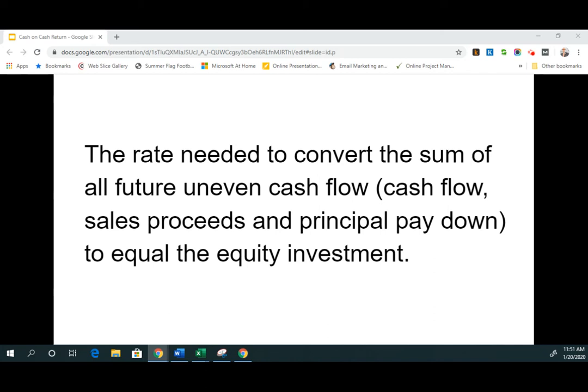Now here is the definition of IRR: the rate needed to convert the sum of all future uneven cash flow, sales proceeds, and principal paydown to equal the equity investment. Now what happens is that with some investors, they have a thing called a hurdle rate, a threshold that they want to hit. So when they analyze a deal, they mainly look at two things. They look at cash on cash and they look at IRR.